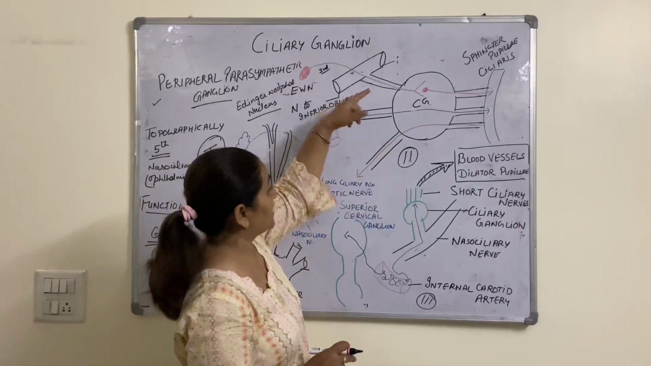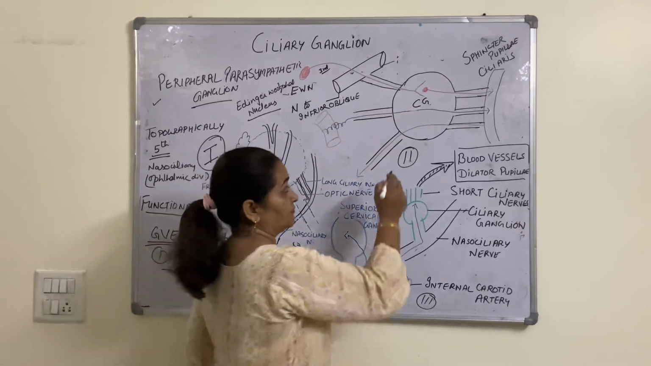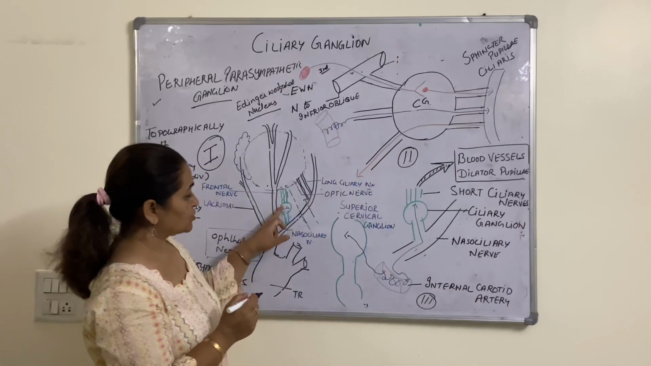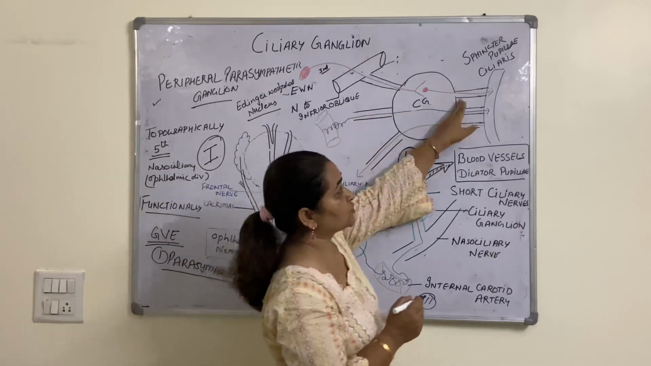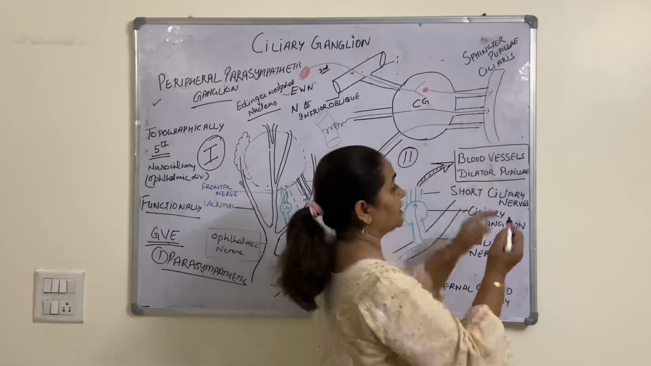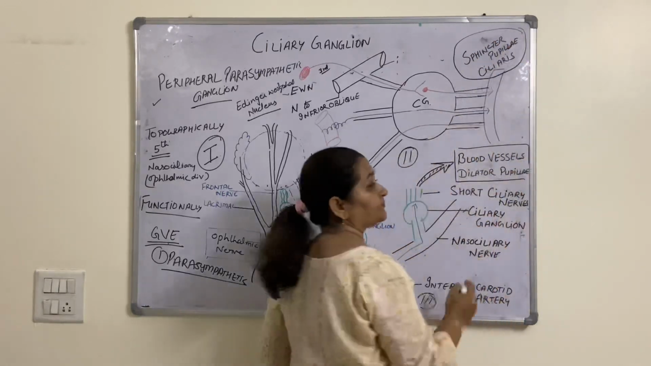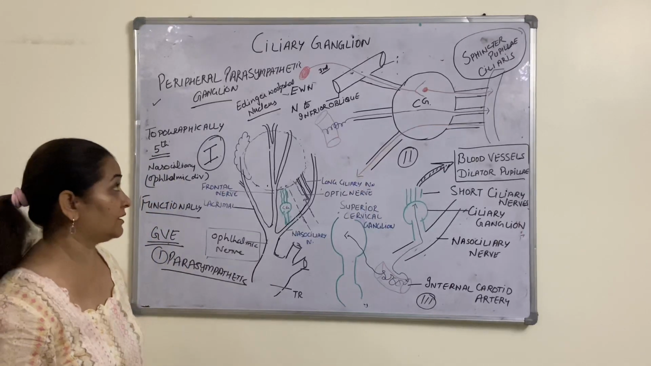Now as this is peripheral parasympathetic ganglion, the fibers are relayed over here, and after this you can see this is the ganglion. So the short ciliary nerves, they start from this. Now the fibers pass through the short ciliary nerve to supply these structures, that is sphincter pupillae and ciliaris muscle. So this is the pathway for the parasympathetic root of the ciliary ganglion.